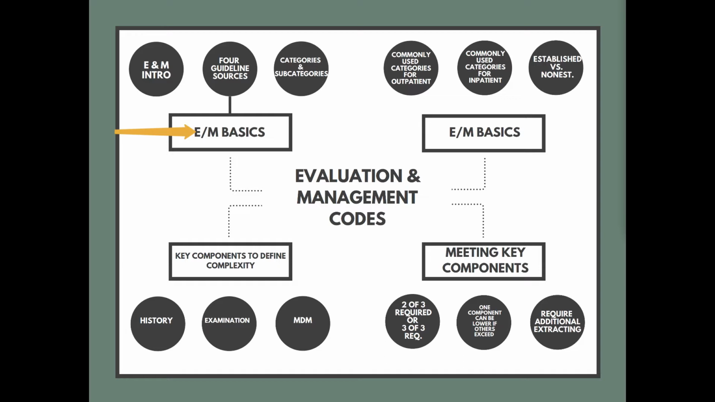There are 4 guidelines that you have to consider when determining the level of E&M service being provided. There are E&M section guidelines, category special instructions, and then there are 2 sets of documentation guidelines for evaluation management services. One is from 1995 and the other is from 1997.